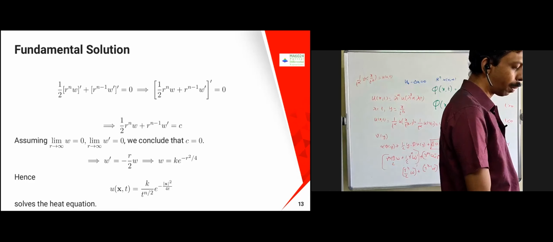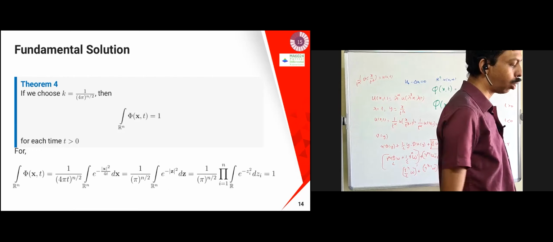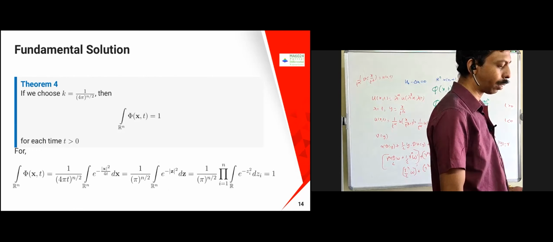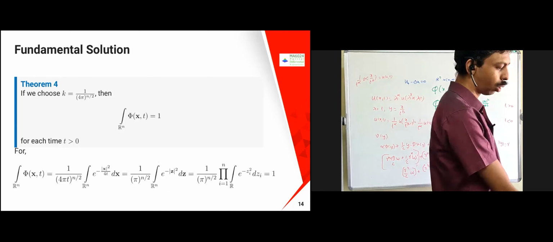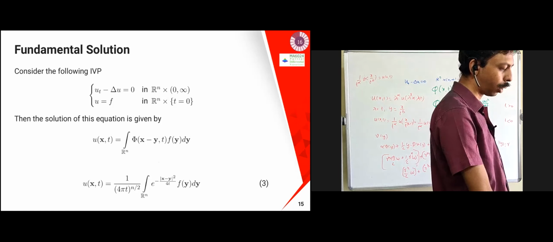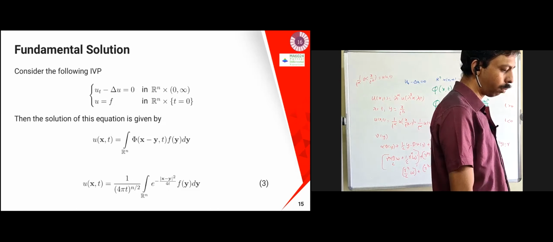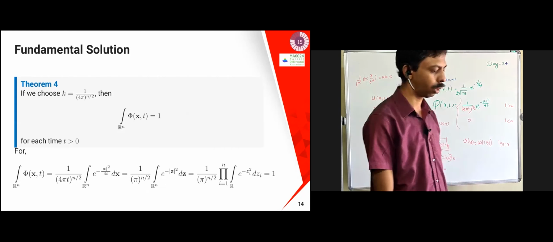Now only one job is remaining. You have to find what k is. If I substitute k equal to 1 by 4 pi to the power n by 2, then you can write the value of u of x comma t. That is once again a single line proof which you can verify. The inhomogeneous part we will see in the next class.